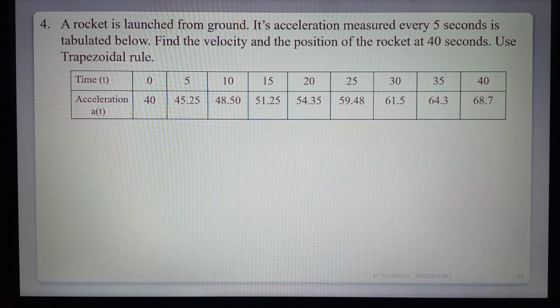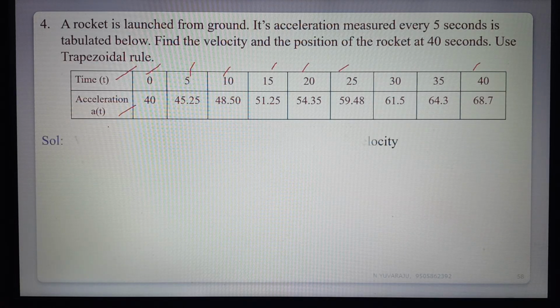Okay, in the given table, time changes each 5 seconds and its acceleration is given. Time is 0, 5, 10, 15, 20, 25, up to 40 seconds. So only acceleration is given. Assume this is the x value and this is the y value, directly given.